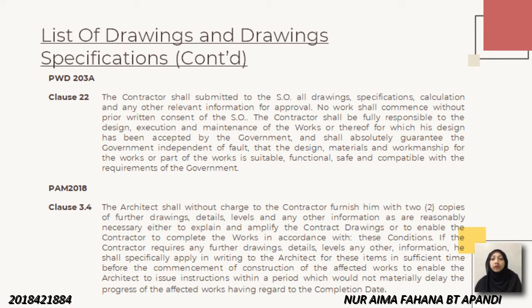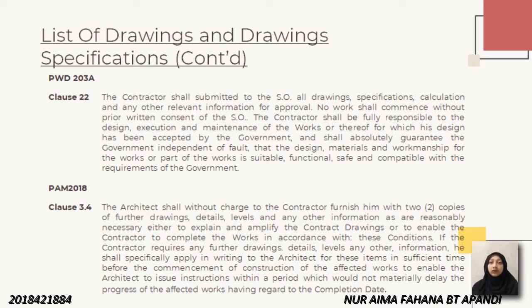Referring to PWD 203A, clause 22, the contractor shall submit to the SO all drawings, specifications, calculations and any other relevant information for approval. No work should commence without prior written consent of the SO. The contractor shall be fully responsible for the design, execution, and maintenance of the works ordered or for which his design has been accepted by the government, and shall absolutely guarantee the government, independent of fault, that the design, materials and workmanship for the works or part of the work is suitable, functional, safe and compatible with the requirement of the government.